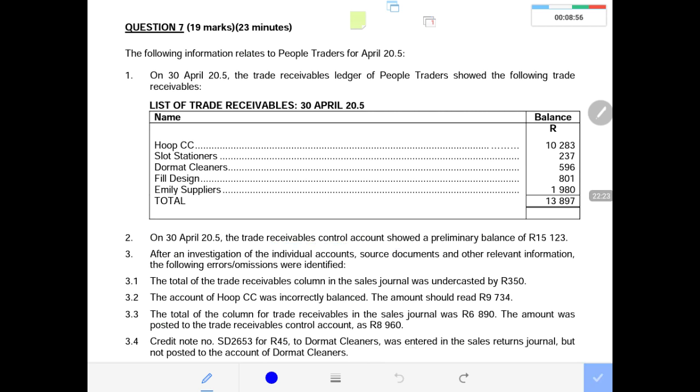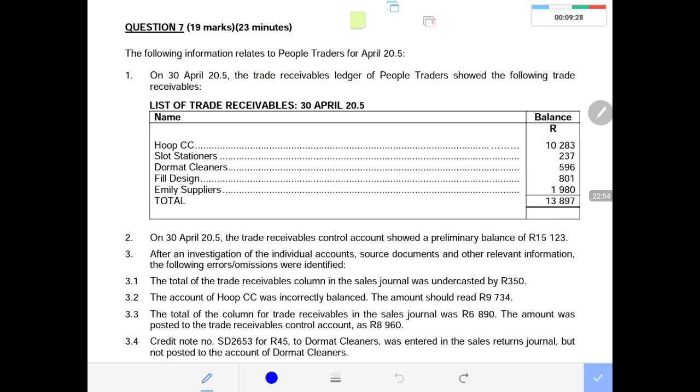Number 3 says, after an investigation of the individual accounts, remember these are the individual accounts, source documents, meaning slips, the evidence of payments, evidence of sales, and other relevant information, the following errors and omissions were identified. So there are errors or omissions that were identified, and those are the ones that we are busy to correct now.